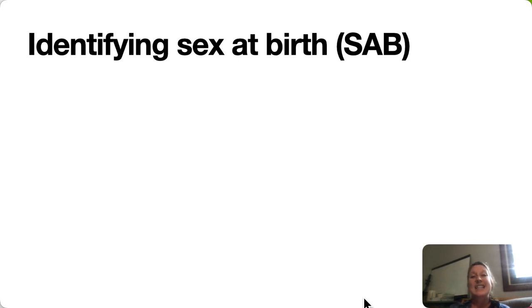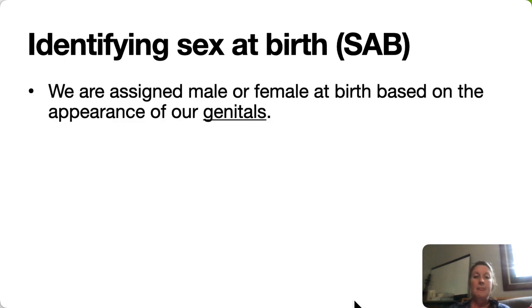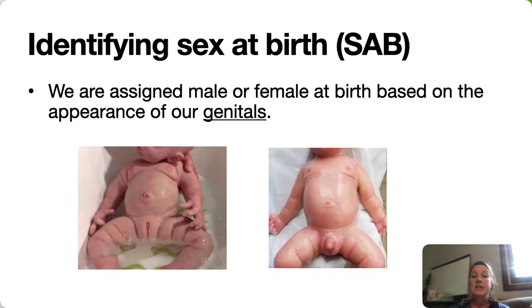So, identifying sex at birth, which you may sometimes see abbreviated as SAB, we are assigned either male or female at birth based on the appearance of our genitals. Okay, here is a typical human female, typical human male. These pictures are very hard to come by, so I apologize for the lack of diversity.